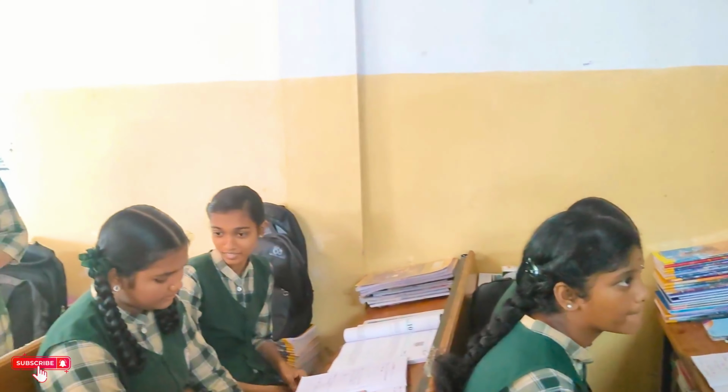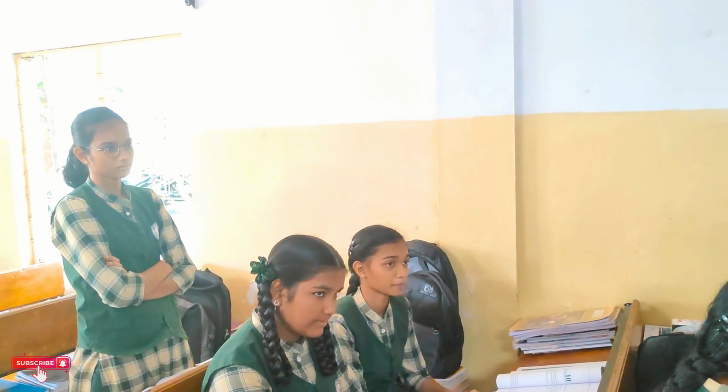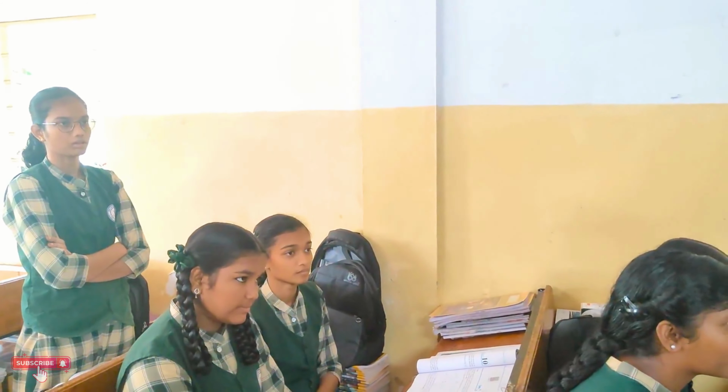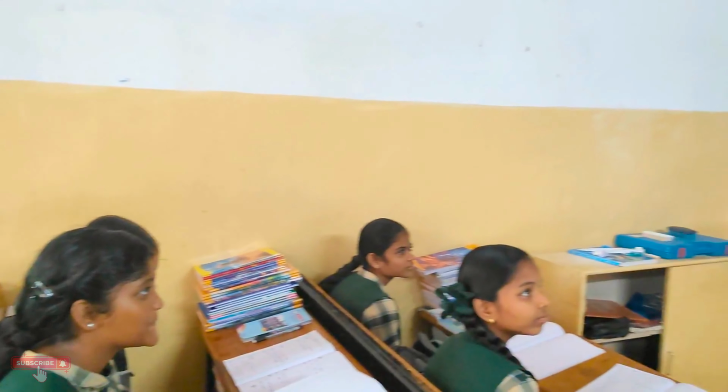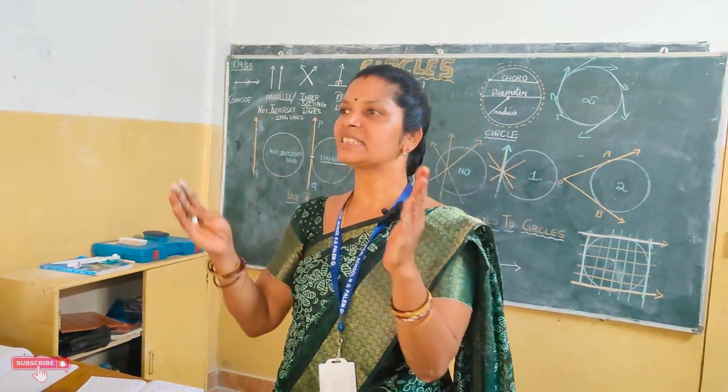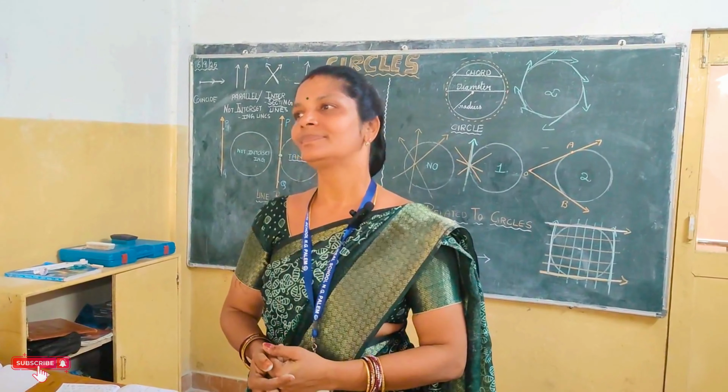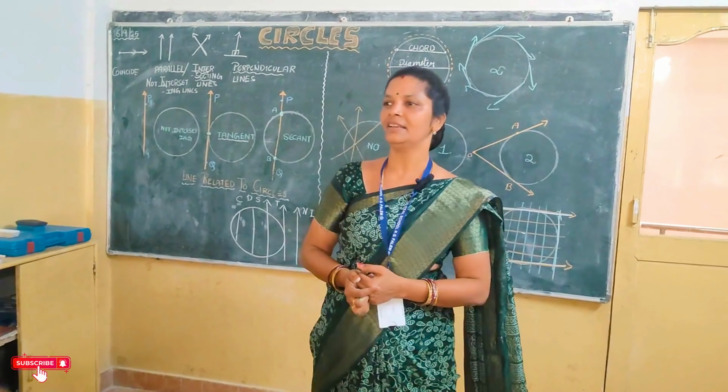Stand up. When the line is beneath the circle, what is it called? When the line touches the circle, it is called a tangent. Very good. Well answered. Very good.